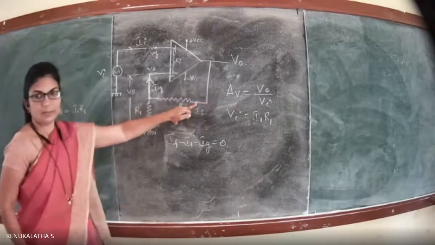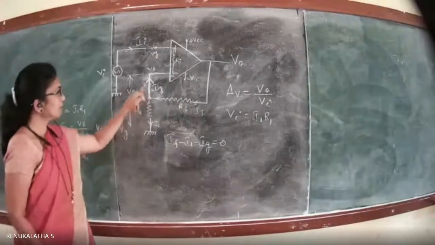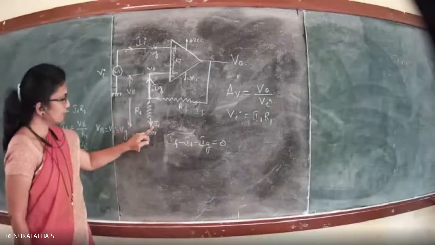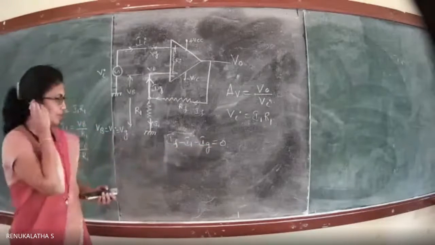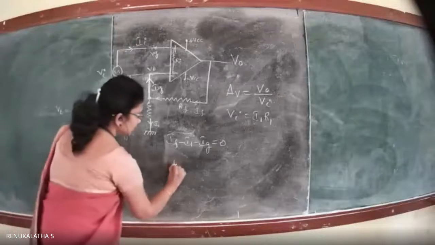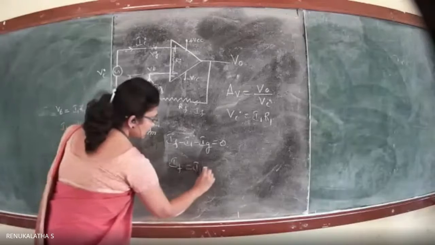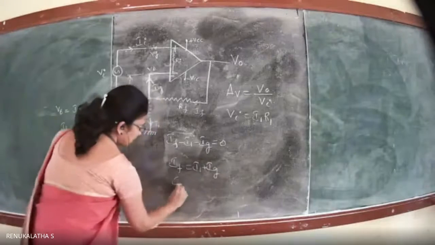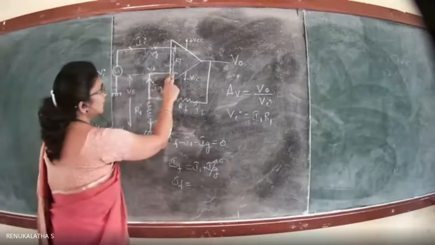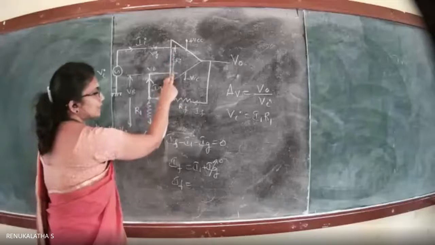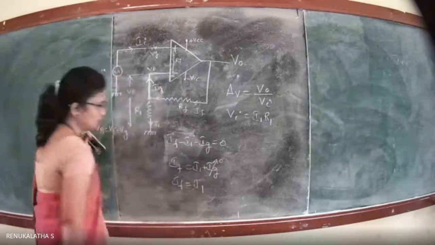The current that is generated because of the output, IF, is entering this point. IG is leaving the point and I1 is leaving the node. The algebraic sum of the currents is equal to 0. So IF is equal to I1 plus IG, and IG is 0. The actual current flowing into the input is 0 because of the high resistance; current doesn't flow. So IG is equal to 0, and IF is equal to I1.